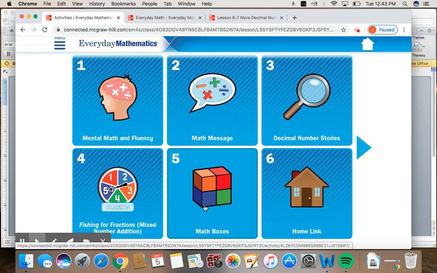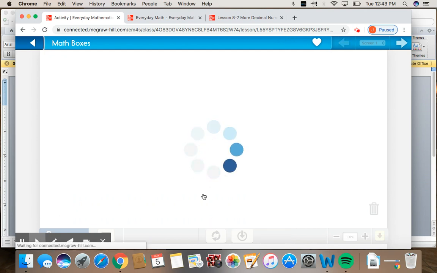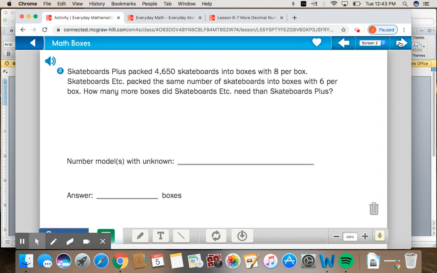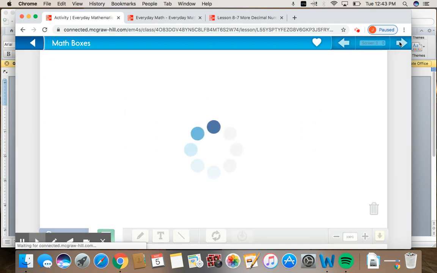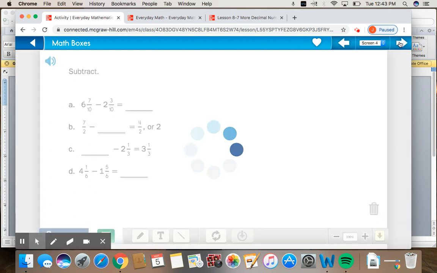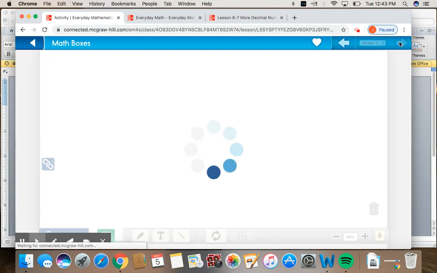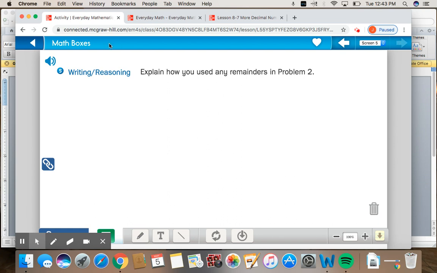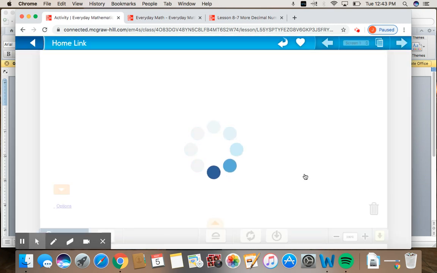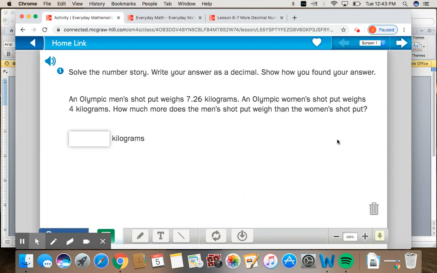And I'd also like you to do your math boxes for today. Here are your math boxes. Here's box 1, 2, box 3, 4, and box 5. And you have your home link. Here's your home link for today.